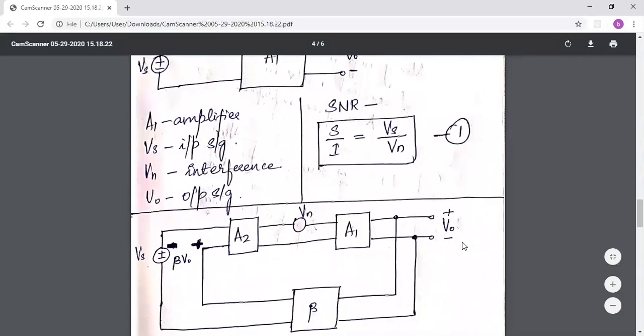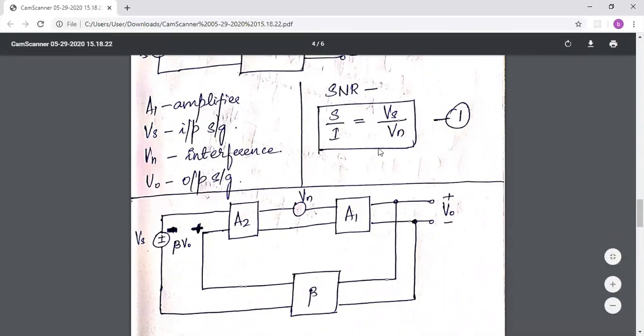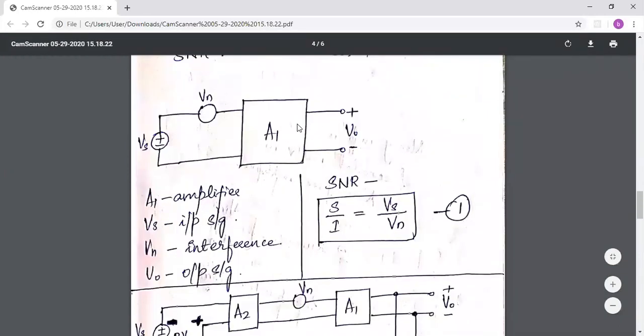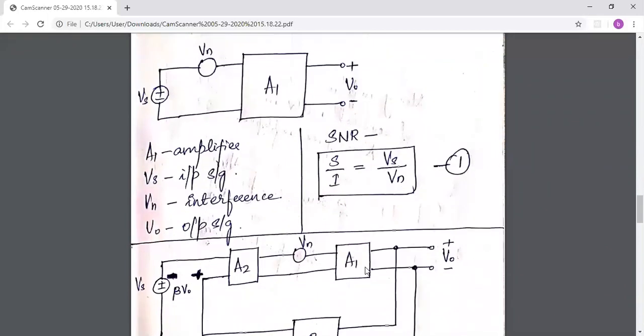Now let's consider the second diagram. Now we want to increase this SNR, or decrease the interference of noise with this system. So what we do is place a preceding amplifier A2, which is less noisy when compared to that of A1.